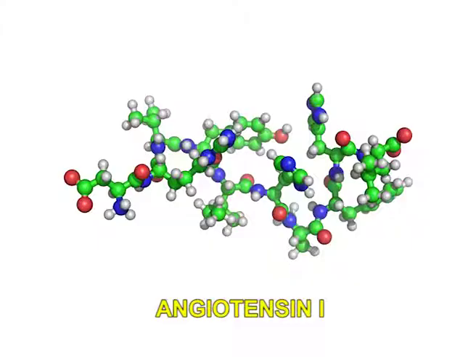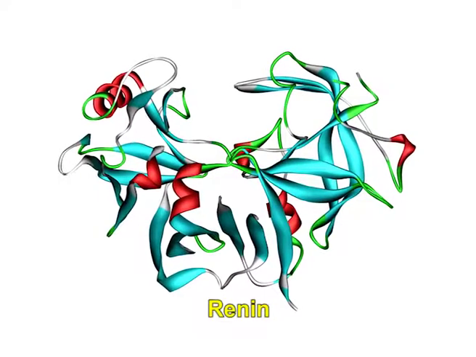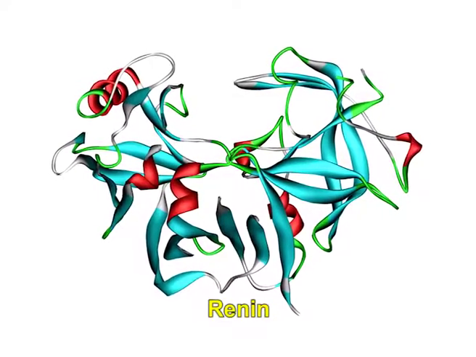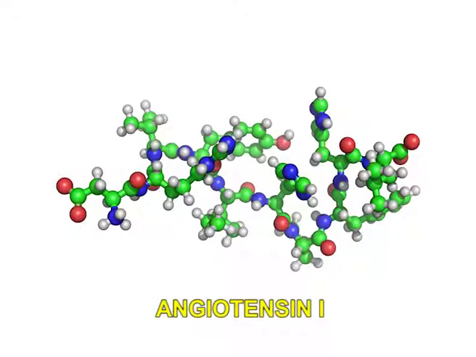Now friends, we will discuss angiotensin I. Angiotensin I is formed by the action of renin on angiotensinogen. Renin cleaves the peptide bond between the leucine and valine residues on angiotensinogen, creating the 10 amino acid peptide angiotensin I. Renin is produced in the kidney in response to renal sympathetic activity. Angiotensin I appears to have no biological activity and exists solely as a precursor to angiotensin II.